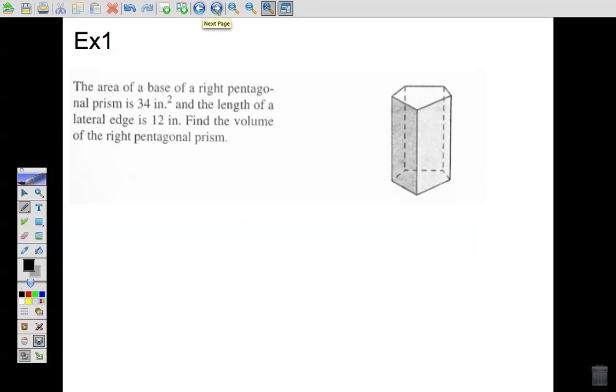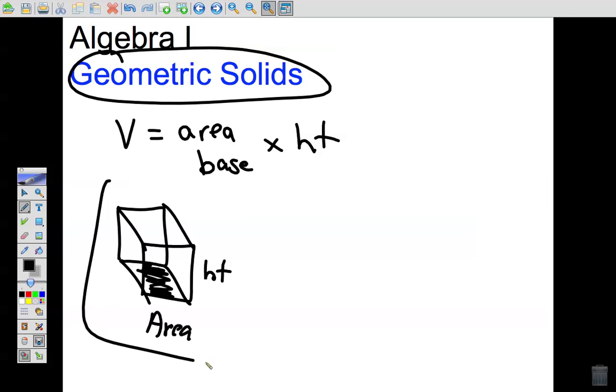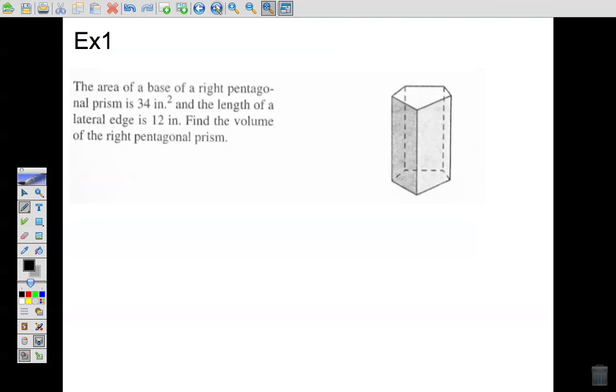Now let's get to what we mean by geometric solids. In example 1 here, you don't need to write down the whole word problem, but I do want you to write down how we do the problem. Let's read this. It says the area of the base of a right pentagonal prism is 34 square inches, and the length of the lateral edge is 12 inches. Find the volume. The only difference between geometric solids and what we've had before is that the object shown in example 1 is a geometric solid.